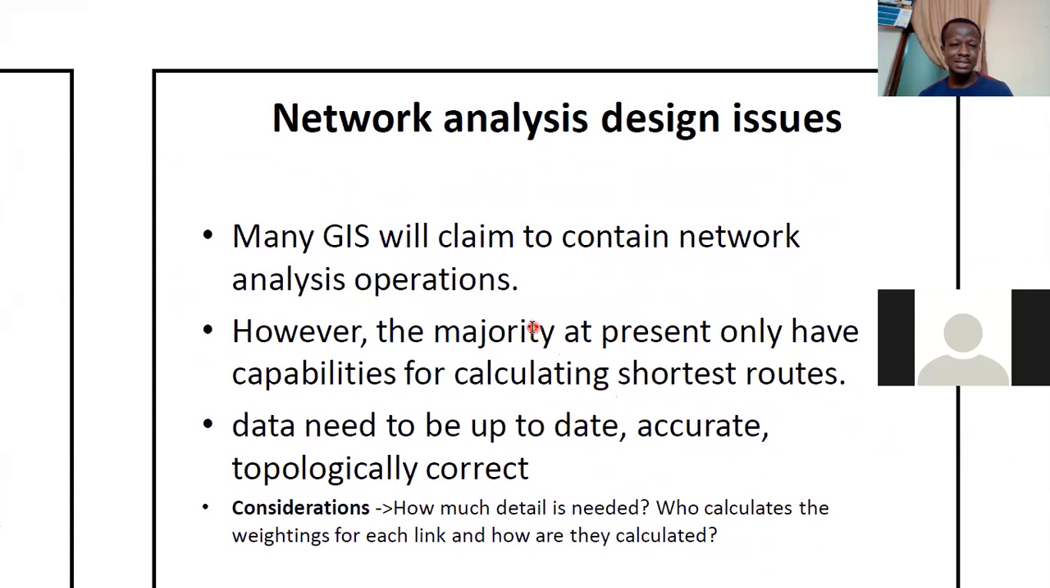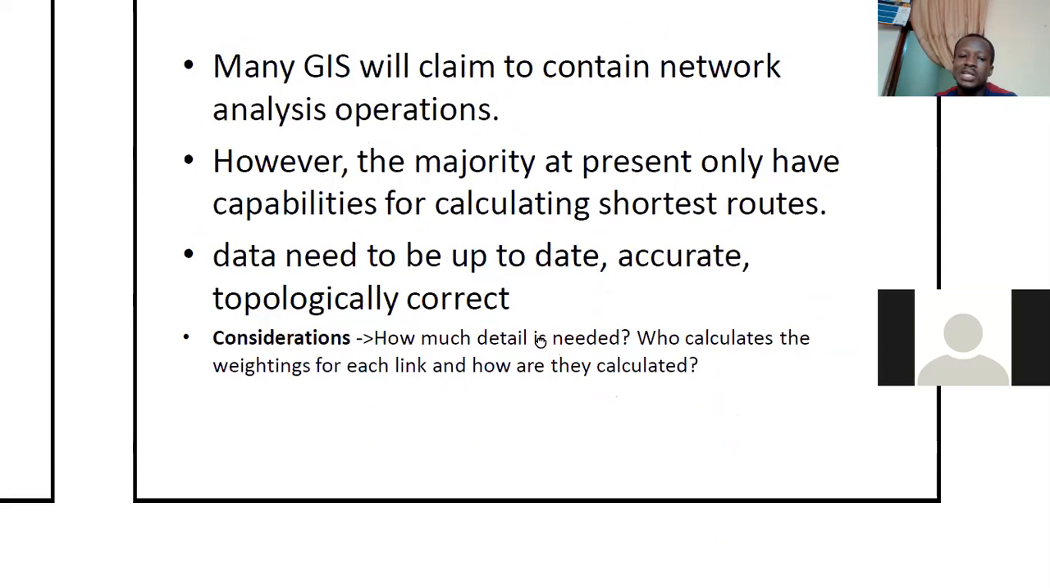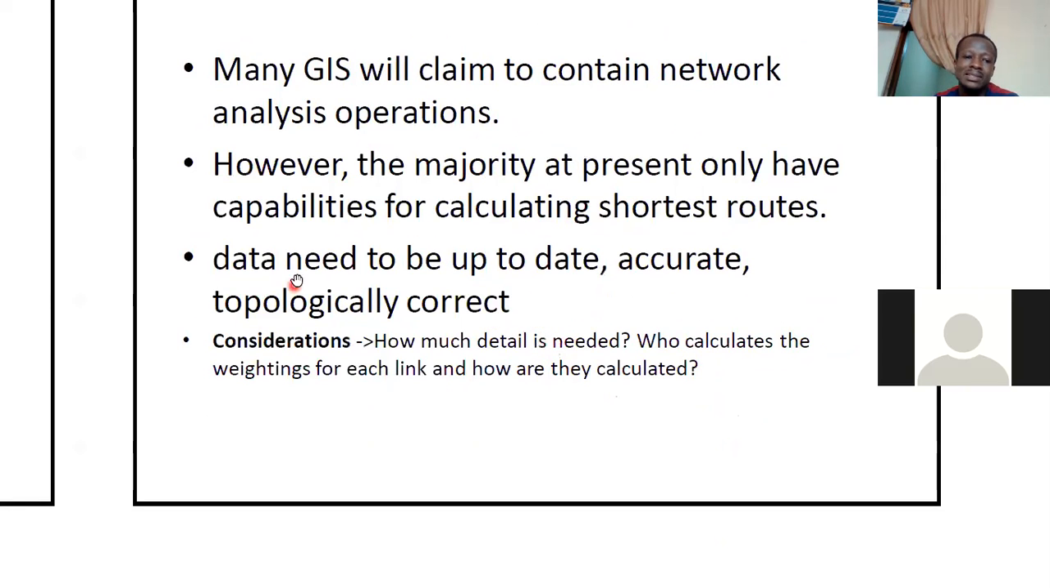Okay, network analysis, design issues. Most GIS claim they can do network analysis, that they contain network analysis. But basically what you find is that they only have simple shortest routes. They don't do much. In fact, QGIS doesn't do a lot of network analysis. That's some simple shortest routes analysis. You can work on your topology. But then you can't do extreme kind of analysis with it.